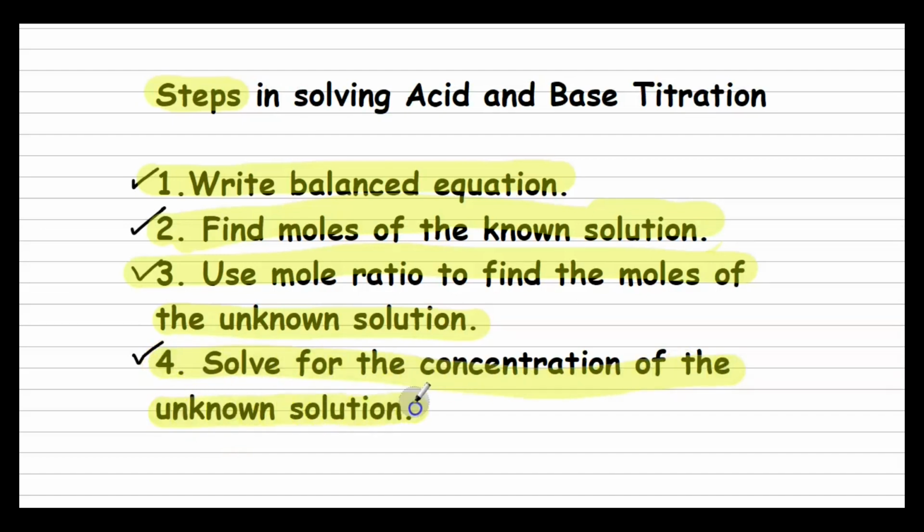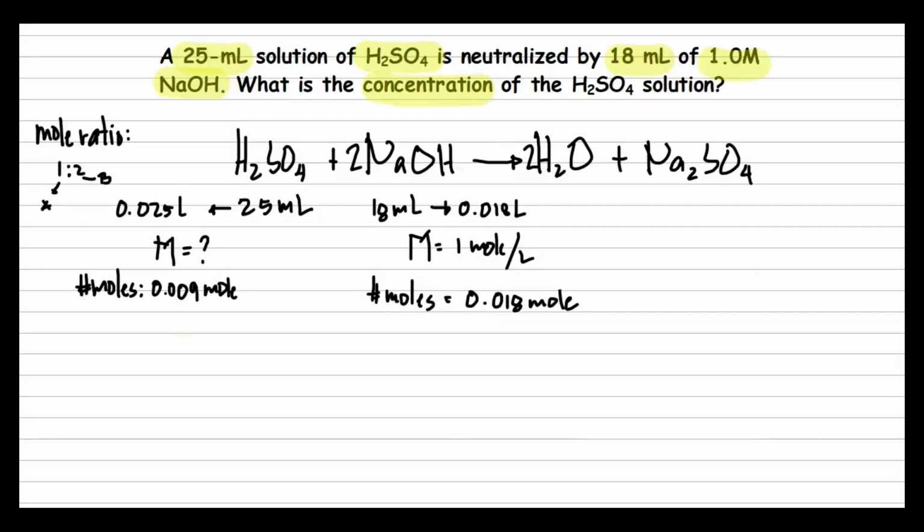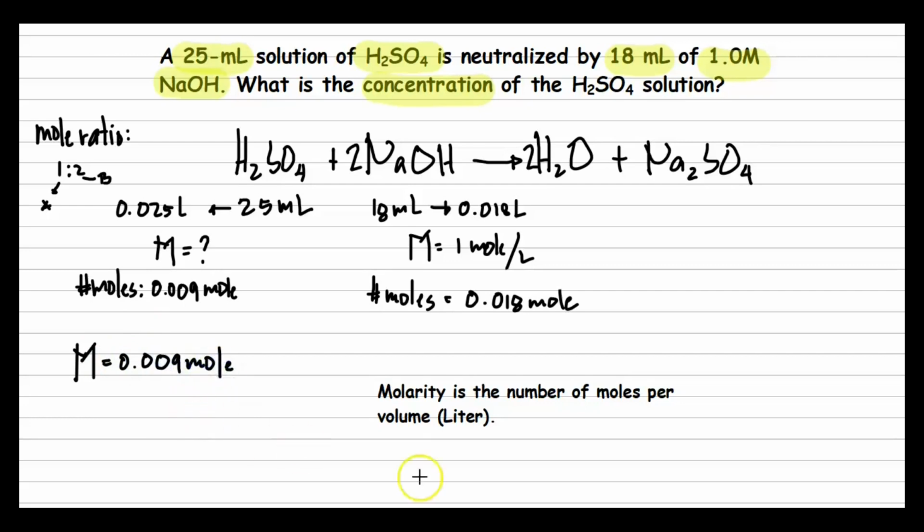And we can do that using the formula for molarity. Molarity is the number of moles over volume. And therefore, molarity is equal to 0.009 mole divided by 0.025 liters. And that will give us 0.36 mole per liter, and that is the concentration of H2SO4.